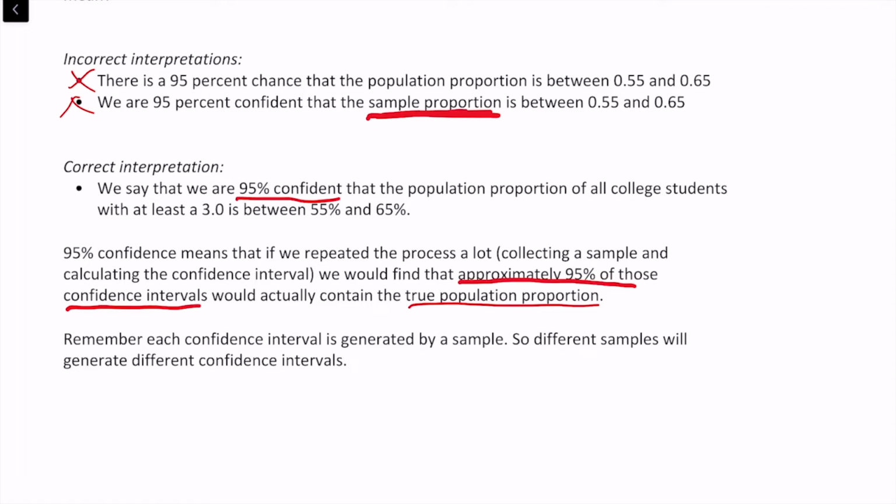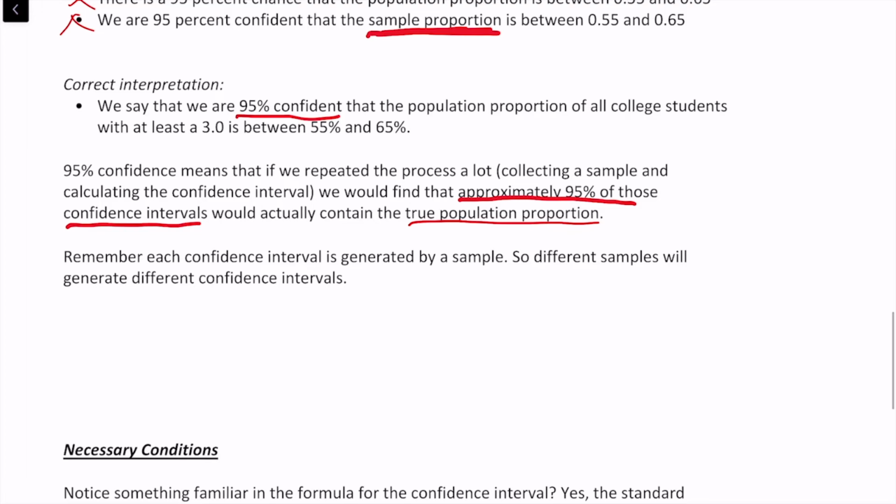So the 95% confidence is a statement on how strongly we believe in the process that we did. Okay? So once again, the key I need y'all to understand is that every time we take a different sample, we're going to get a different confidence interval. And I believe I say that here. Remember, each confidence interval is generated by a sample. So different samples will generate different confidence intervals. Very, very important.